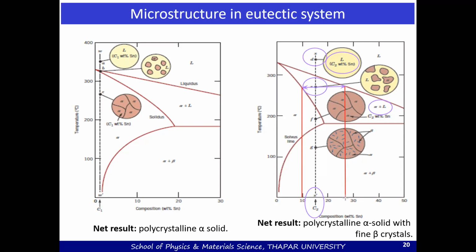28% of Sn. Now, if I continue to go down, the moment I cross the solidus line, the entire liquid will turn to the solid alpha phase. That is the situation at point F. So let us define the microstructure at point F. The microstructure will look like this, where everything is only one polycrystalline alpha solid.